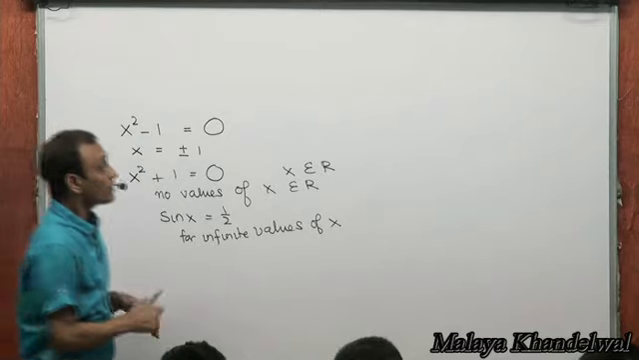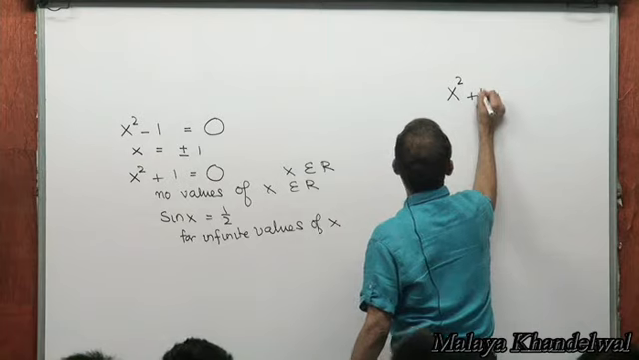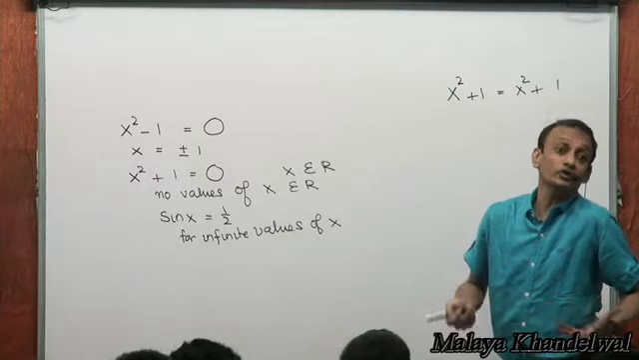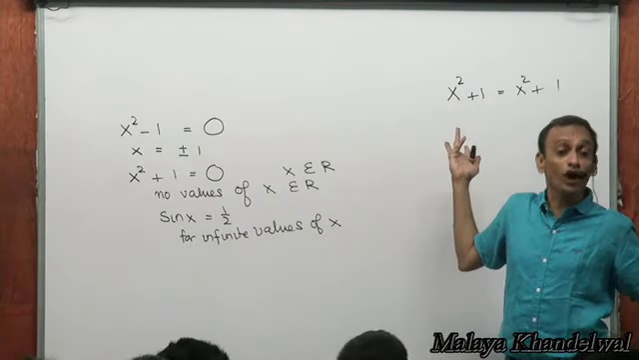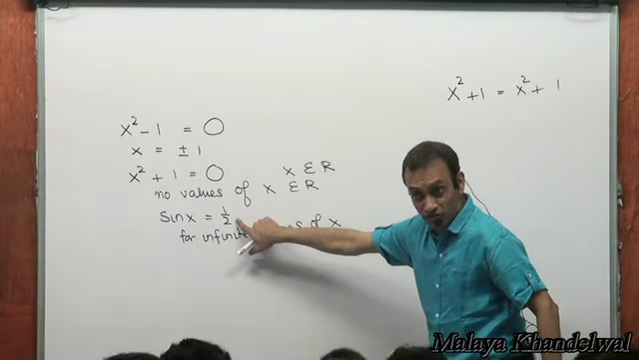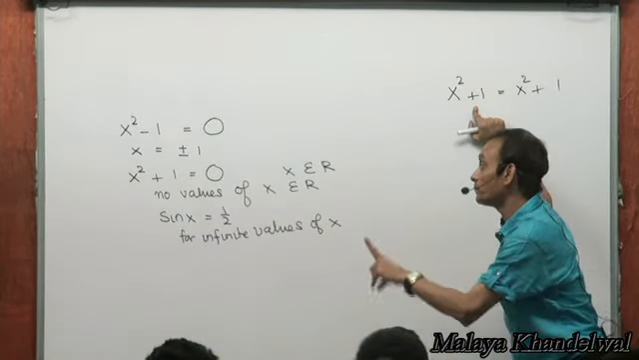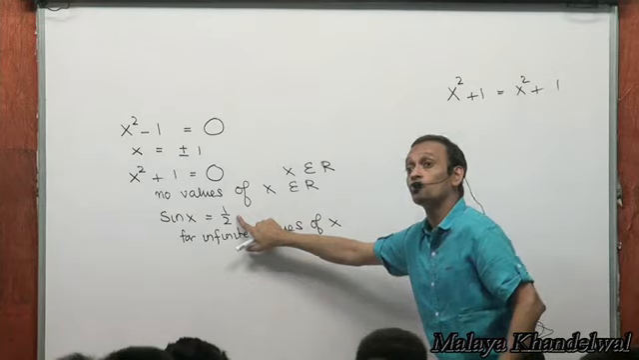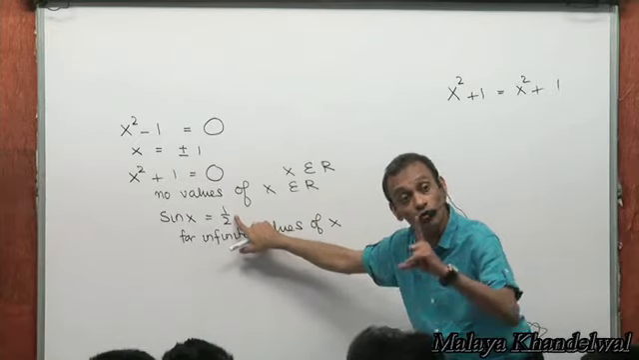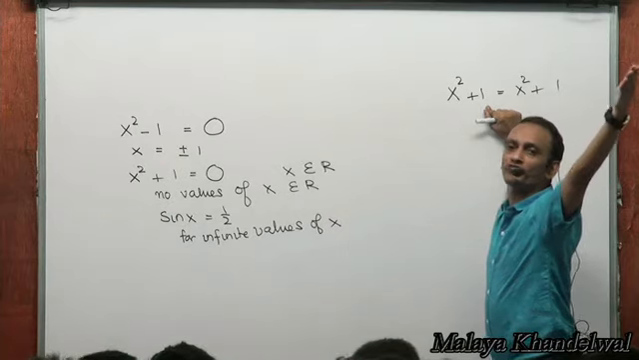In contrast, if I have a statement like x square plus 1 equal to x square plus 1, this is true for all values of x. Indiscriminately true for all values of x. See, this also has infinite number of values of x for which this is true, but this is true not for every value of x. Infinite set of x for which this is true, but not for all values of x. This is true for infinite and all values of x. Yes or no?